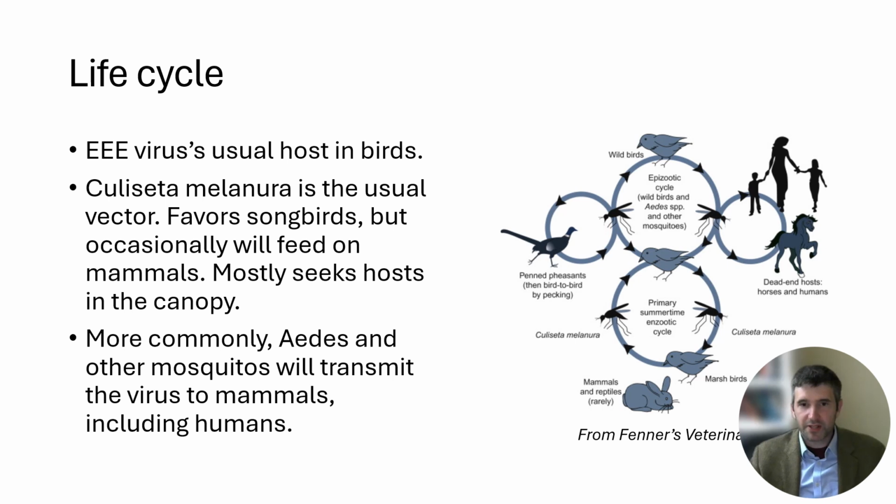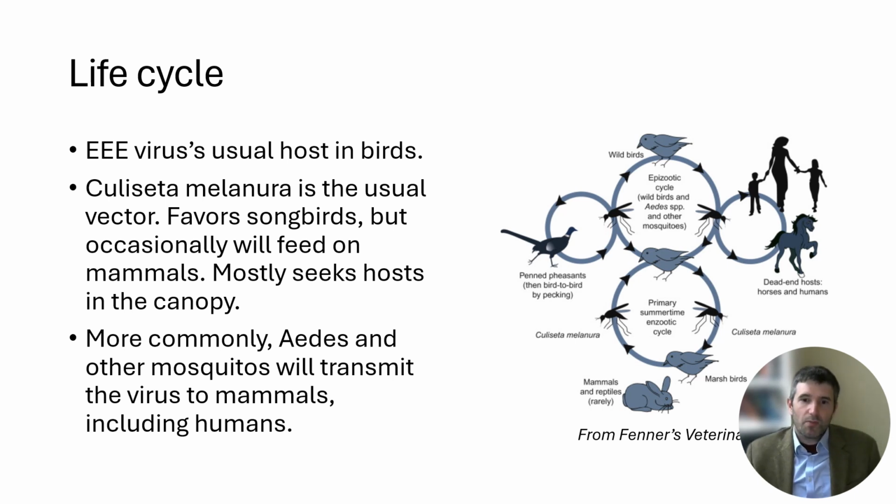Here's a review of the life cycle of the EEE virus. The usual host of the virus are songbirds, and the usual vector is the Culiseta melanura mosquito, which may not be a mosquito you've heard of before, likely because it's a mosquito that doesn't typically feed on people, and so it doesn't usually cause human disease. This is a mosquito that tends to seek out its prey in the canopy, and so it doesn't typically come down to where people are walking around except when it's breeding.